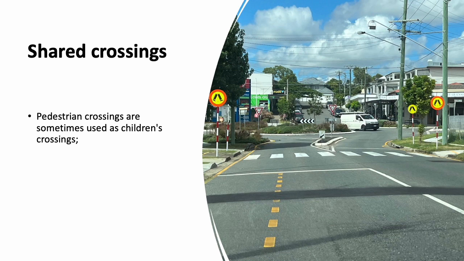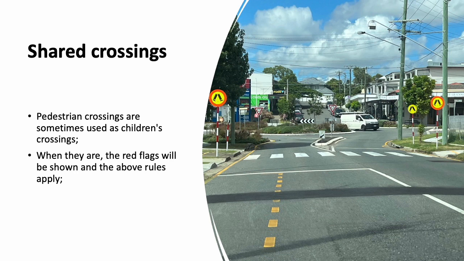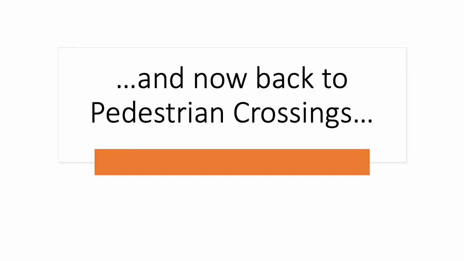Shared crossings. Pedestrian crossings are sometimes used as children's crossings. When they are, the red flags will be shown and the above rules apply. Otherwise, they operate as a normal pedestrian crossing. And now back to pedestrian crossings.